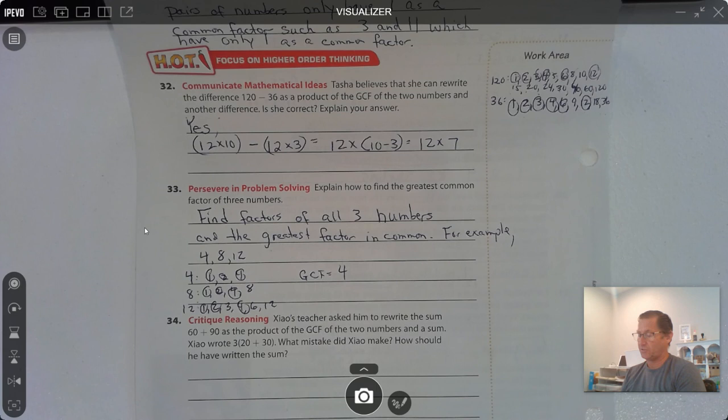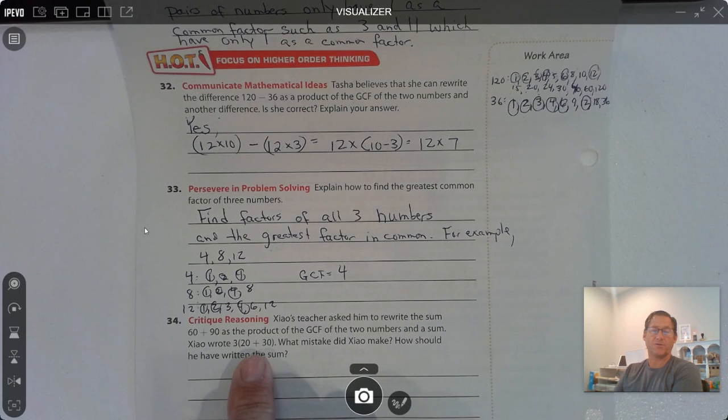All right, Xiao's teacher asked him to rewrite the sum 60 plus 30 as the product of the greatest common factor of the two numbers and a sum. Xiao wrote 3 times 20 plus 30. What mistake did he make? How should he have written this?